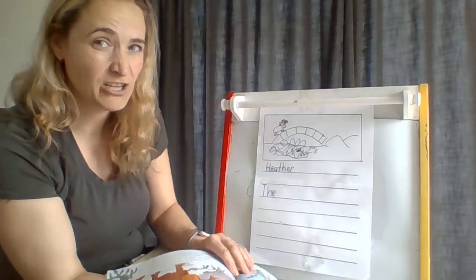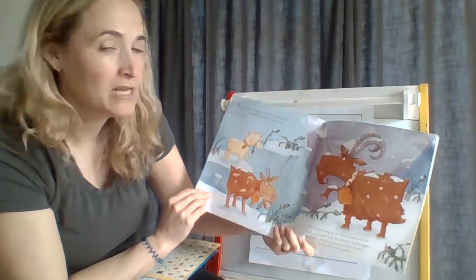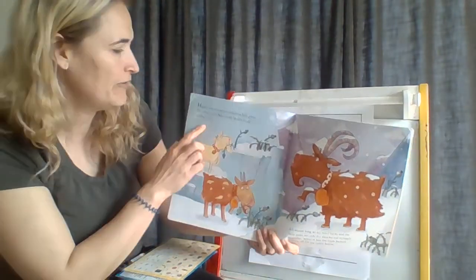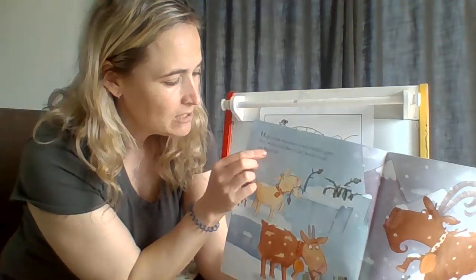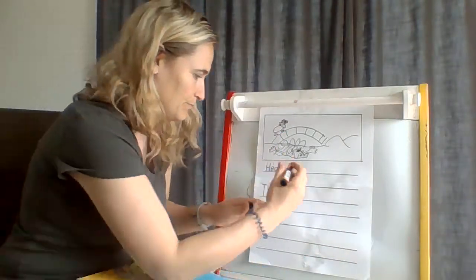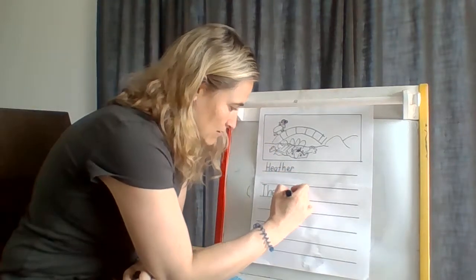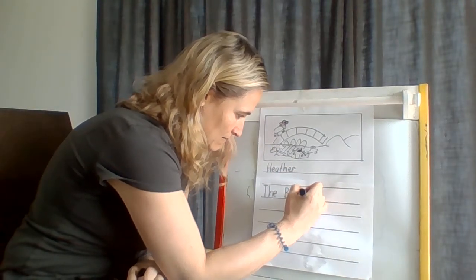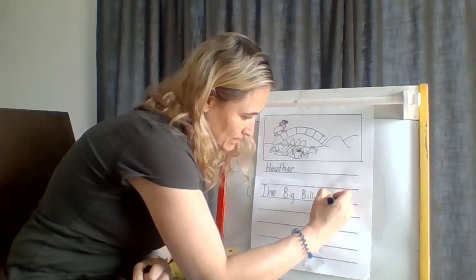Or big gruff, actually it is, isn't it? But okay, so high in the mountains live three billy goats. They were baby gruff, middle gruff, and big gruff. But it is a big billy goat. So there's big there. So I'm going to go big billy goat. I'm carefully going to copy it. The big billy goat.